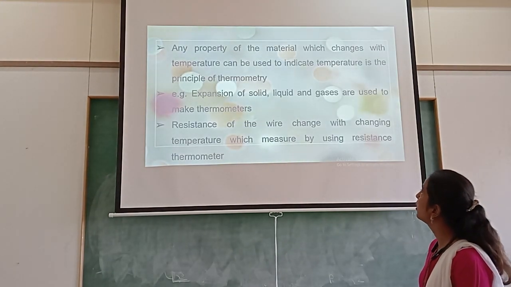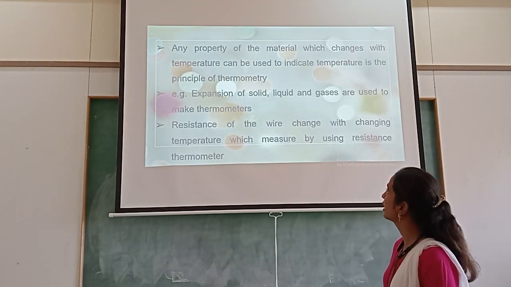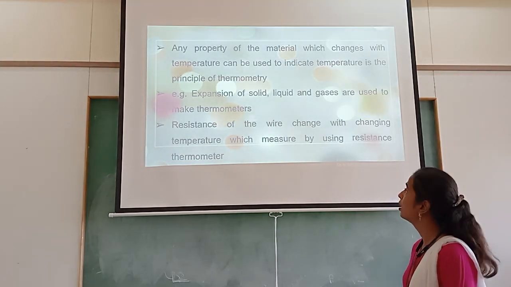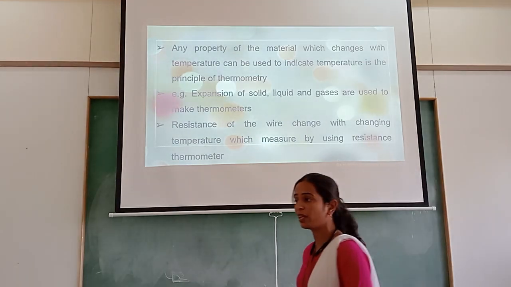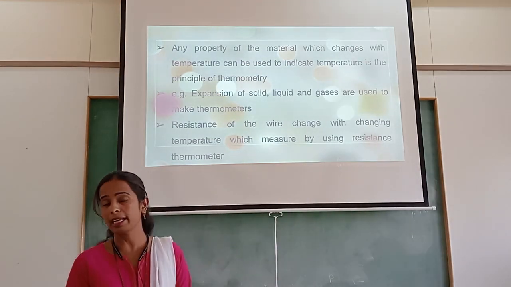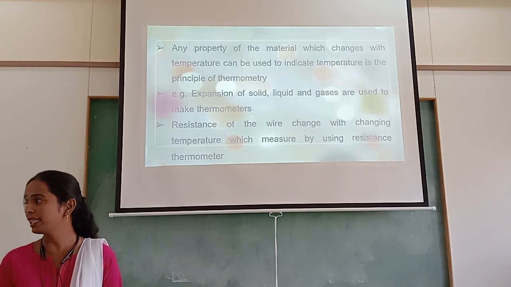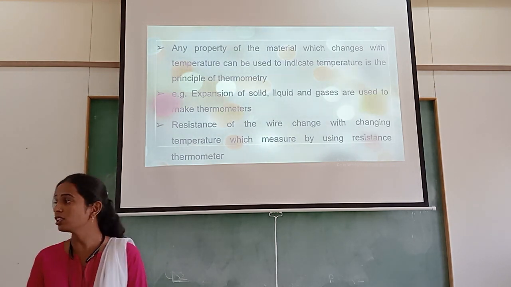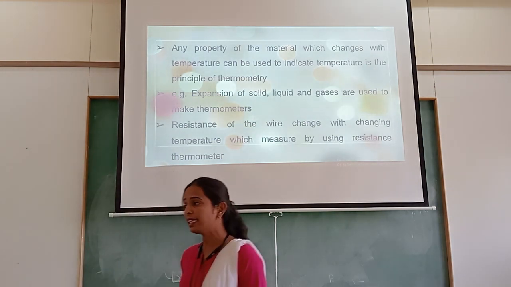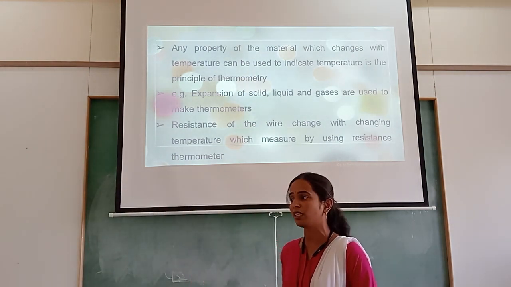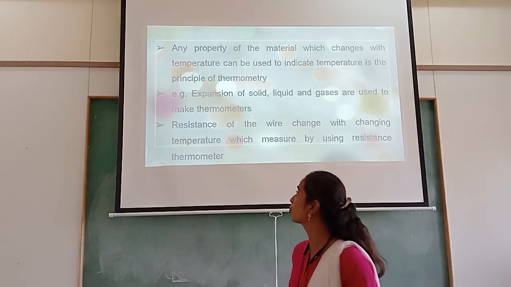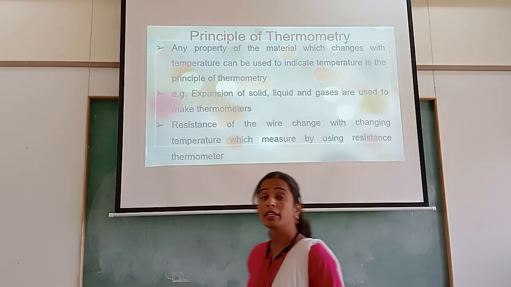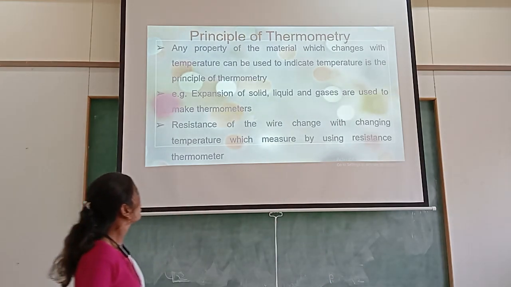Any property of a material which changes with temperature can be used to indicate the temperature, which is the principle of thermometry. Expansion of a solid is one example. Expansion of liquids and expansion of gases are used to make thermometers. The resistance of a wire can change, and this resistance denotes the temperature. This is nothing but the resistance thermometer. The resistance thermometer and the liquid thermometer are the two devices used in thermometry.